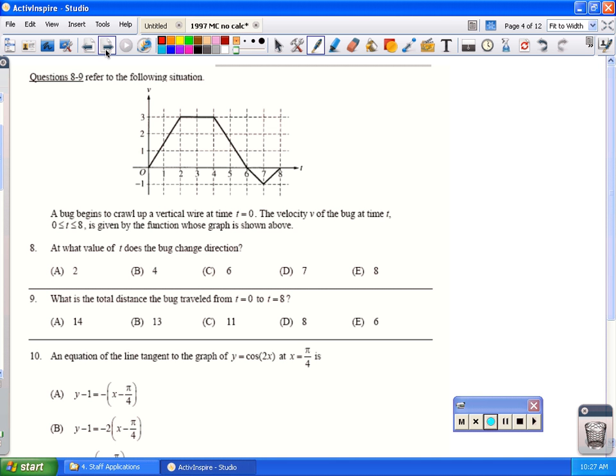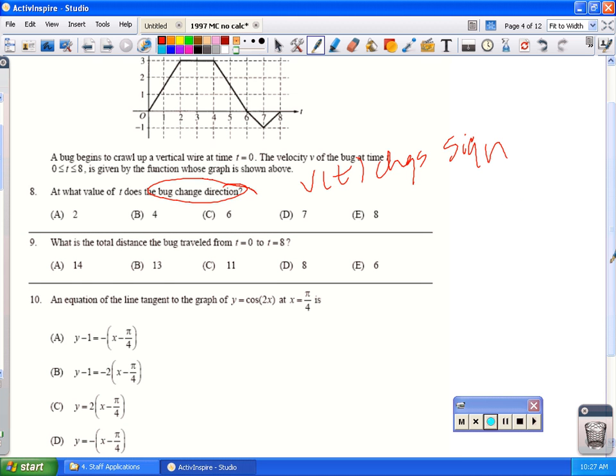Problem number 8. They give you a velocity graph, and they ask you, when does the bug change directions? What are you looking for on a velocity graph? Velocity changes sign. And when does the velocity change sign? At 6. So ching ching, we're racking up points here. Keyword in number 9. Keywords, total, and the most key of the words is distance, which tells me to find all of this area geometrically, and then take this area geometrically and make it positive, and take this area and add it to this area positive and get an answer of whatever the answer is.